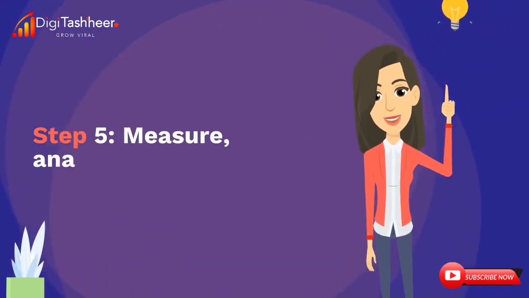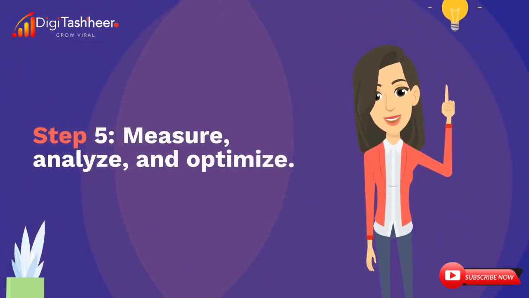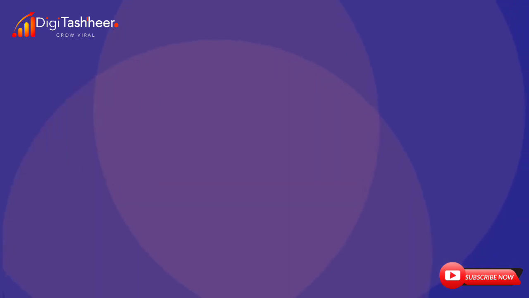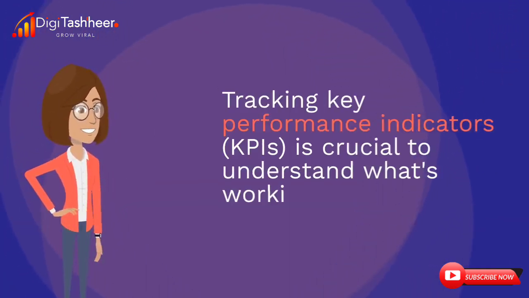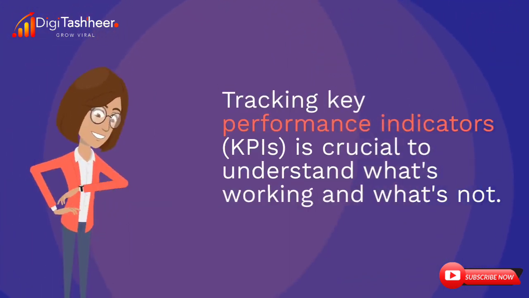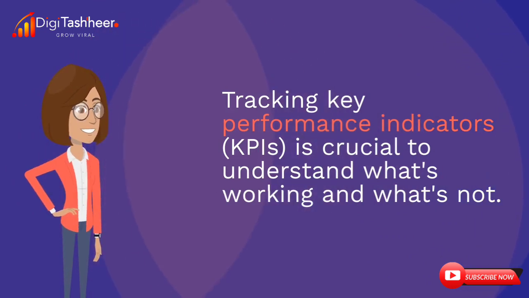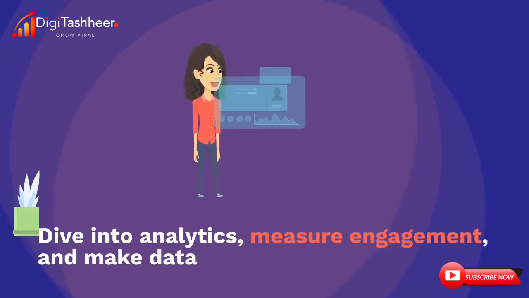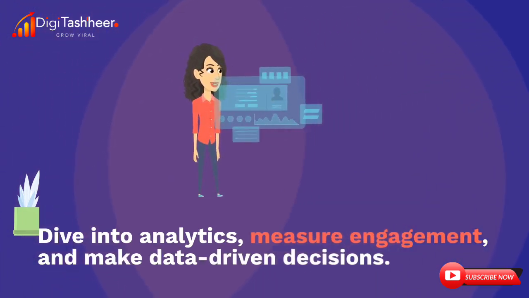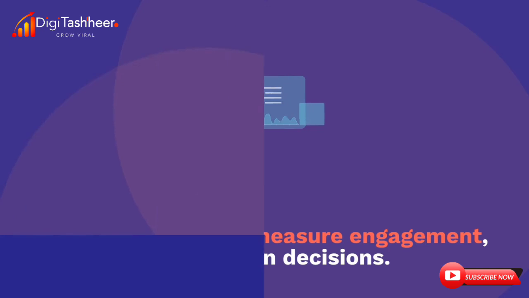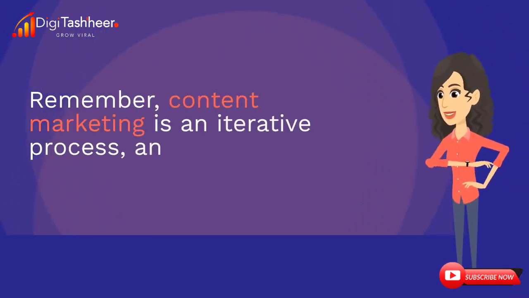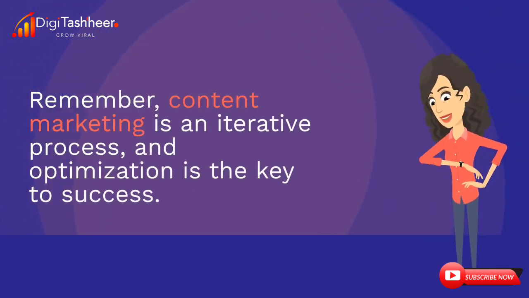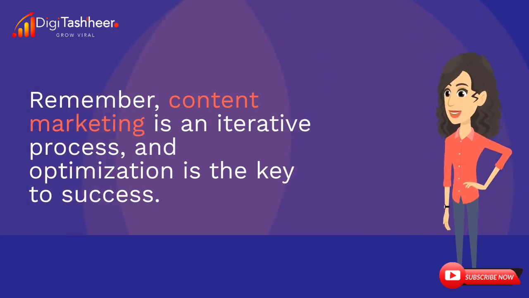Step 5, measure, analyze, and optimize. Tracking key performance indicators, KPIs, is crucial to understand what's working and what's not. Dive into analytics, measure engagement, and make data-driven decisions. Remember, content marketing is an iterative process, and optimization is the key to success.